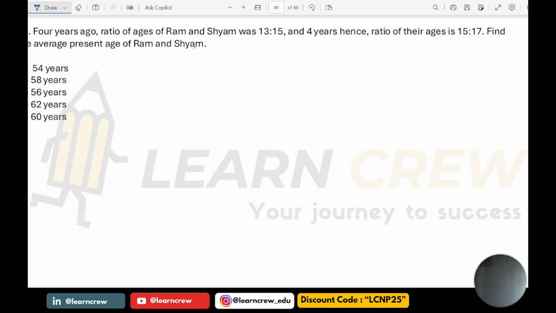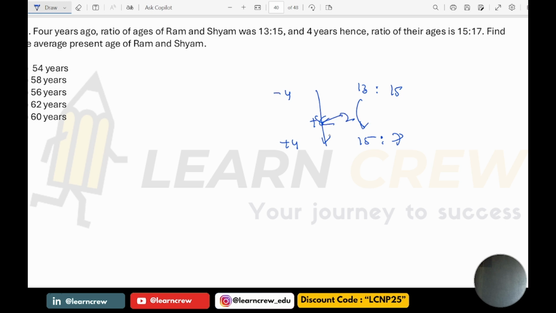33rd question. 4 years ago, the ratio of ages of Ram and Shyam was 13:15. And 4 years hence, the ratio of their ages is 15:17. Find the average age of Ram and Shyam. So 4 years hence, so 4 and 4, 8. 8 years becomes 2 parts. 4 years ago, 4 years after, 13:15 becomes 15:17. This 8 years increase leads to an increase of 2 parts.